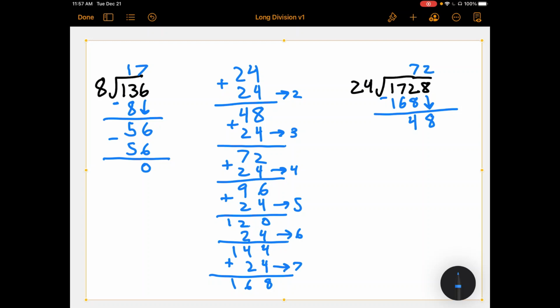So we're going to write our 2 here. And then again, just multiplying 24 times 2 gives us 48. So we'll rewrite it here. And we subtract. 48 minus 48 gives us 0. And that means we are done with our equation. So to answer the problem, 1,728 divided by 24 is 72.